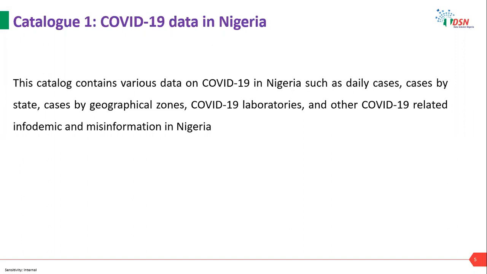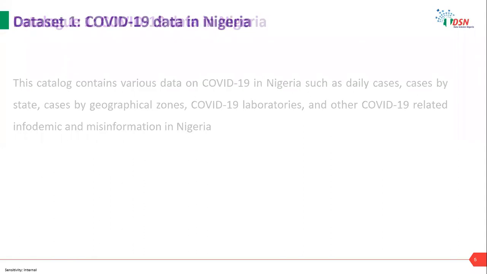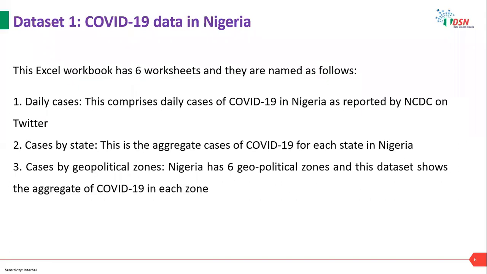Nigeria has 6 geopolitical zones, and therefore we have a data set for COVID-19 for each geographical zone. Then we also have data for COVID-19 laboratories and other COVID-19 related infodemic and misinformation in Nigeria. So this first data set is an Excel file, and it has 6 different worksheets.